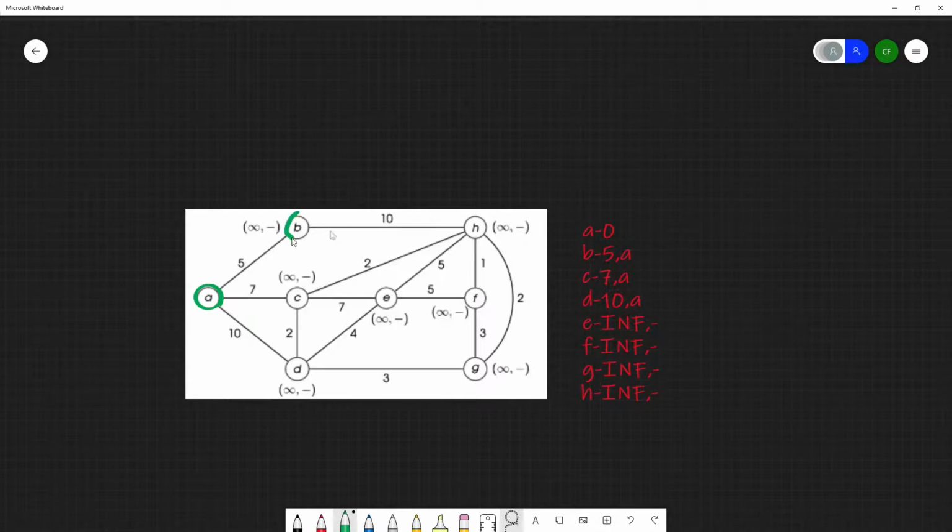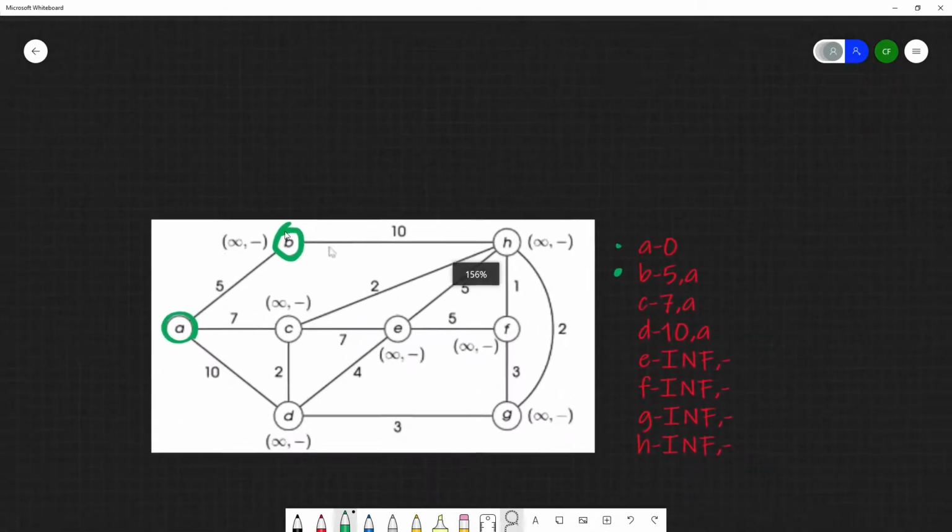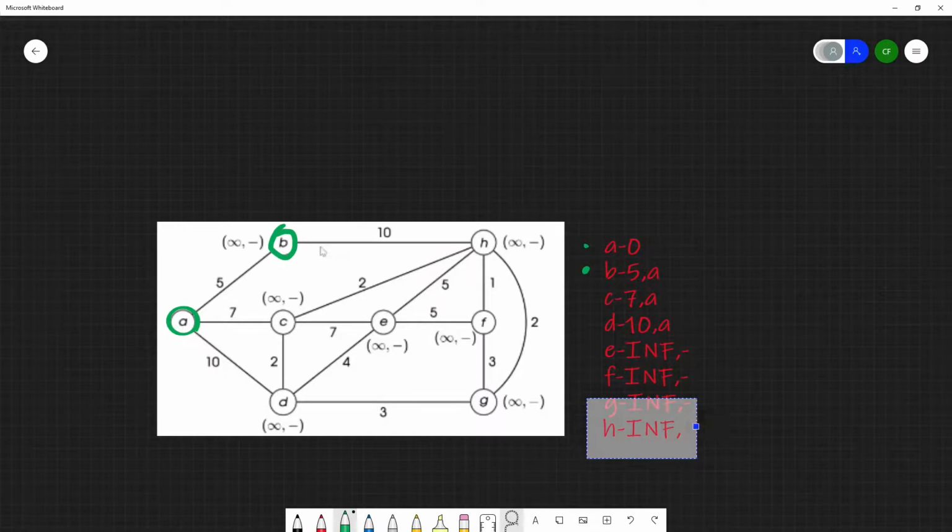We're going over here. In fact, I'll put a little mark here just to show we've expanded them. B will discover H. H will have a distance of 5 plus 10, so down here, update this to be 15. This is not going from A, it's going from B. So it costs 15 to get to H from B. We haven't been there though, so we're not going to actually mark it off.